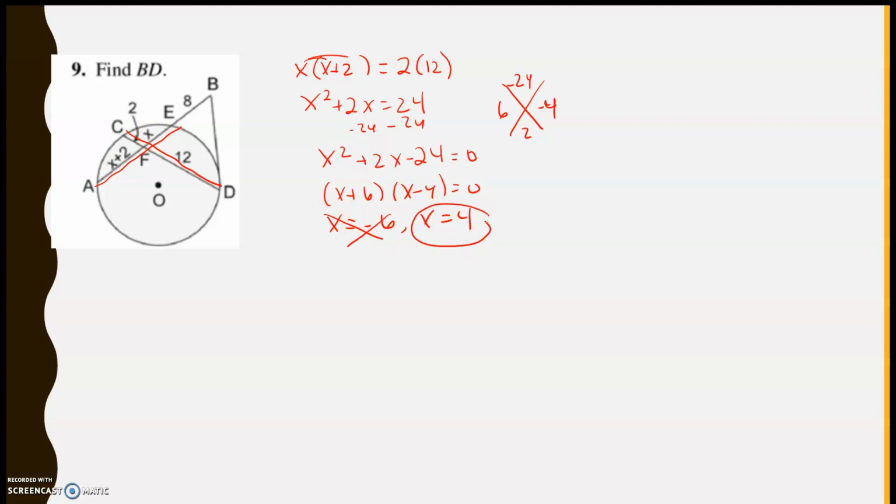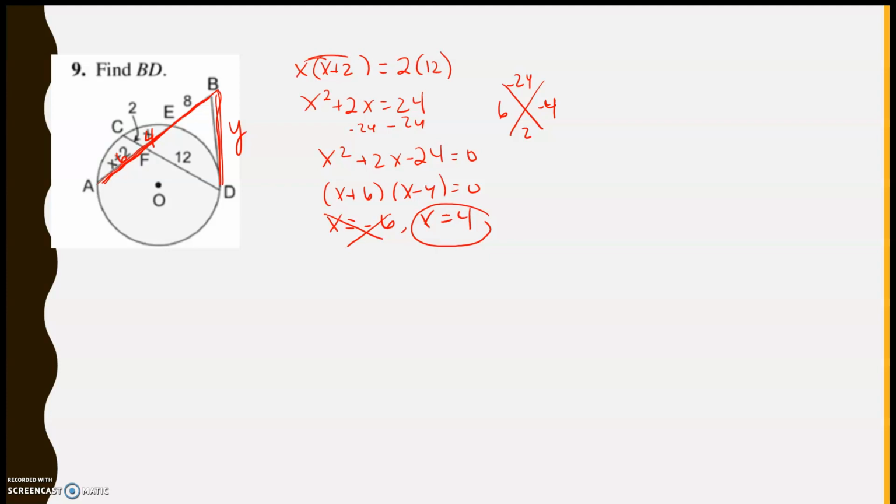Now, that's not what my question was. I just needed that to figure out my value of x, so I can use it to help me find my length of BD. With x equals 4, this guy is going to be 4, and 4 plus 2 gives me 6. So really what I'm looking at is A to B, this guy here, which is a secant, and BD, which is a tangent. I'm going to call that guy y.